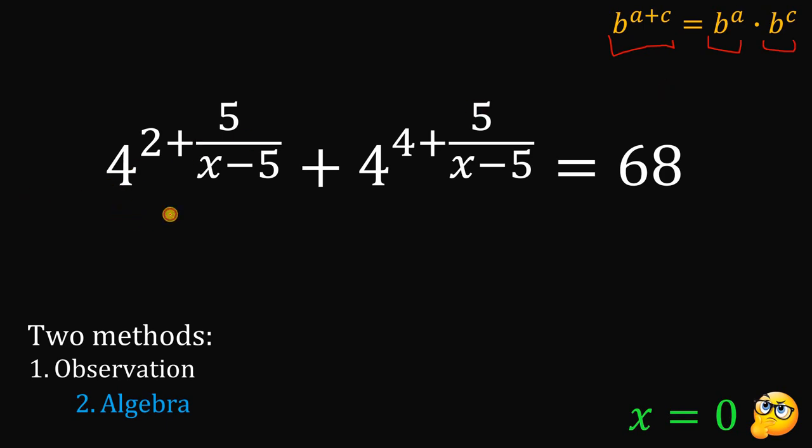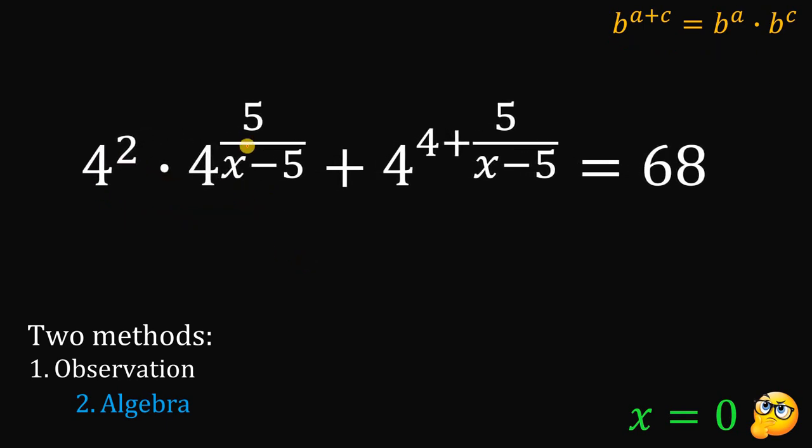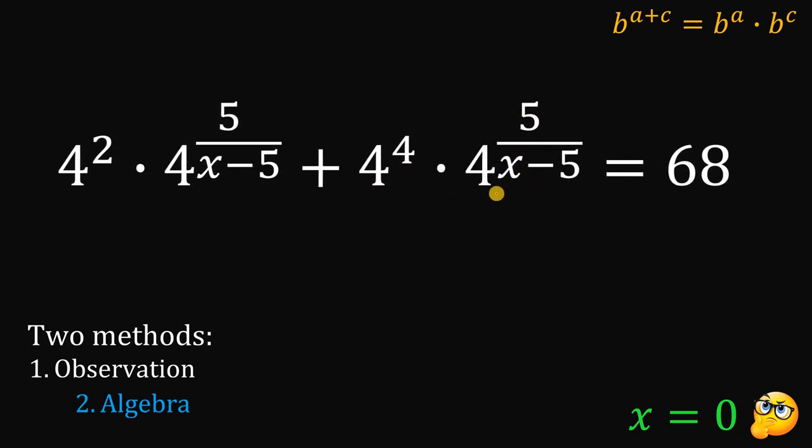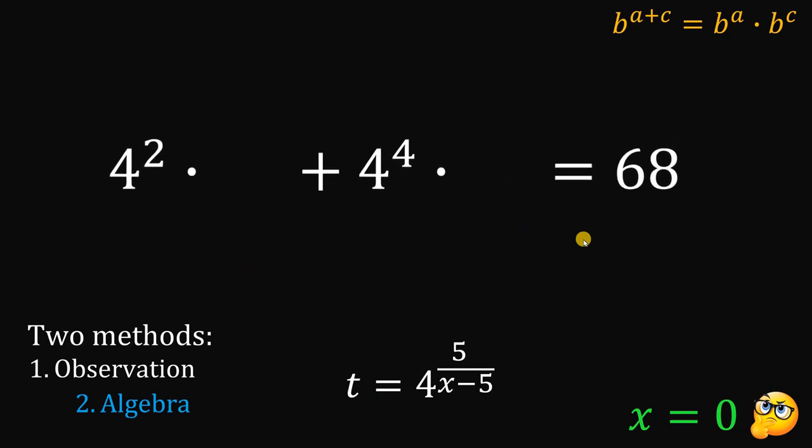So, 4 raised to the power of 2 plus 5 over x minus 5, this can be written as 4 squared times 4 raised to the power of 5 over x minus 5. And also, 4 raised to the power of 4 plus 5 over x minus 5, this can be written as 4 raised to the power of 4 times 4 raised to the power of 5 over x minus 5. Now, we can see two similar terms right over here. We have 4 raised to the power of 5 over x minus 5. So why not replace this with another variable, and let's call this t. So we can replace all of this term with the variable t like this.